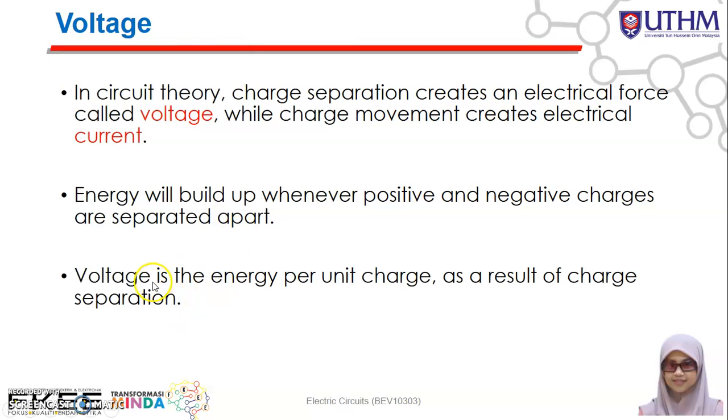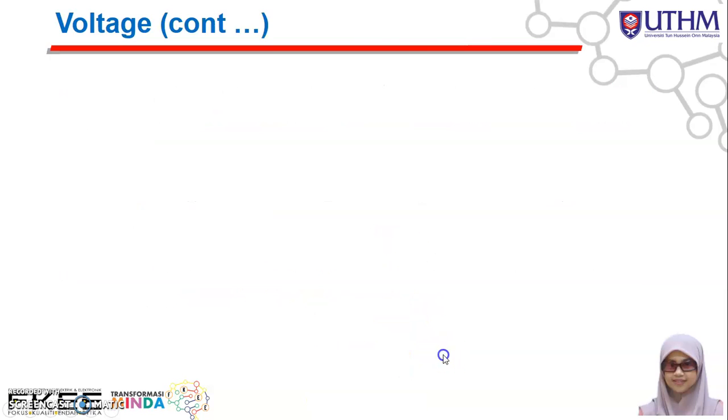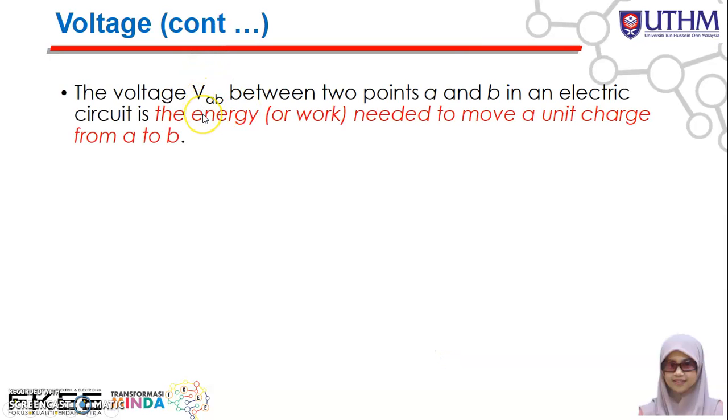Voltage can be defined as the energy per unit charge. So V is equal to W over Q, where W is represented by energy and Q is represented by the charge, right? So how about VAB? Just now you know the definition for voltage. Let's say you have a voltage VAB. VAB represents the voltage between the two points A and B in an electrical circuit. It means that VAB is defined by the energy or the work needed to move a unit charge from point A to point B.